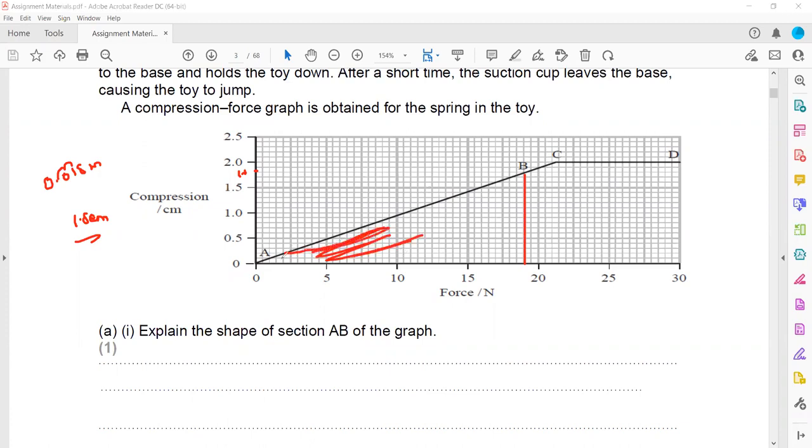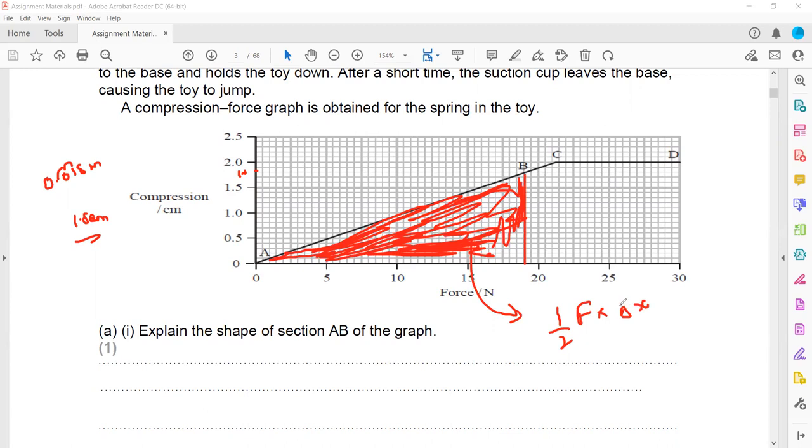So we'll take the area under the graph, because the area under the graph will give us the energy stored. It will be half force into extension, or compression. So half the force applied, which is 19, multiplied by the change in length, from 0 to 1.8. Because 1.8 is in centimeters, we use meters so that we get Newton meter, which equals joule. So half into 19 into 0.018. What's the answer for this? 0.17 joules of energy is stored by this spring.